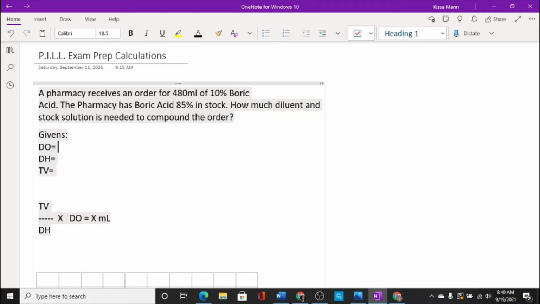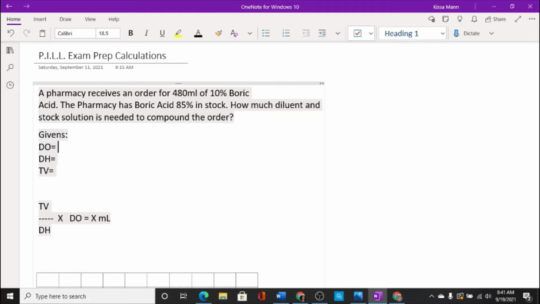Let's read our question. A pharmacy receives an order for 480 milliliters of 10% boric acid. The pharmacy has boric acid 85% in stock. So how much diluent and stock solution is needed to compound the order? We're going to have to dilute our 85% stock solution down to 10%.